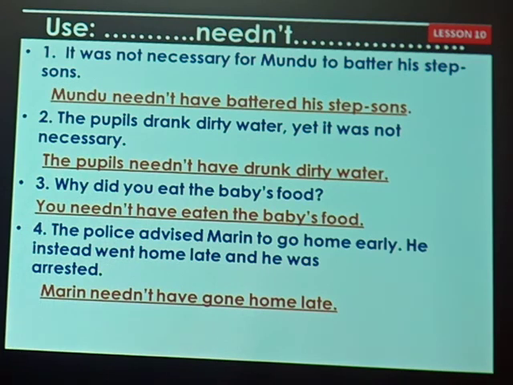Dear candidates, we have this one as well. You need to note, whenever you're given such sentences, identify the tense in which they are given. If the tense is present, you must advise using needn't. If it is in the past, you must blame.